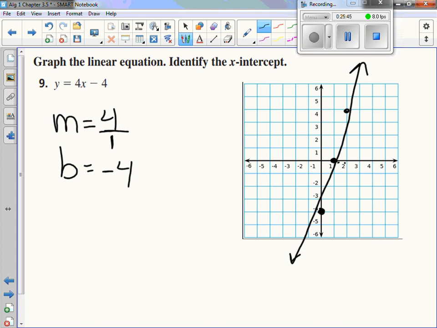Now this one here, we really can't go farther than that because if we go up again 4, we're going to be off the graph, yes? So what's our y-intercept? Or not y-intercept, x-intercept, because we know the y-intercept.